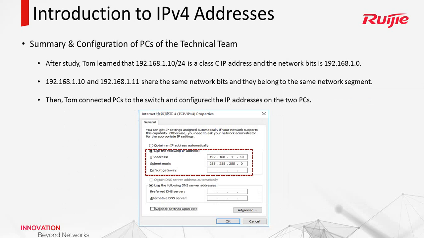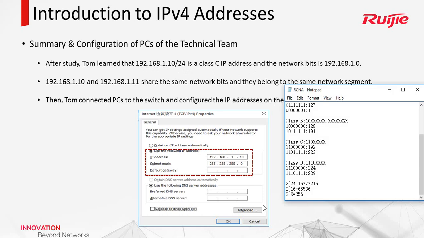Okay, now let us have a summary. Today we learned the IPv4 address. After learning it, Tom decided to configure the IP address. He wants to use 192.168.1.10/24 for the IP address for Jack. So now let's do it.